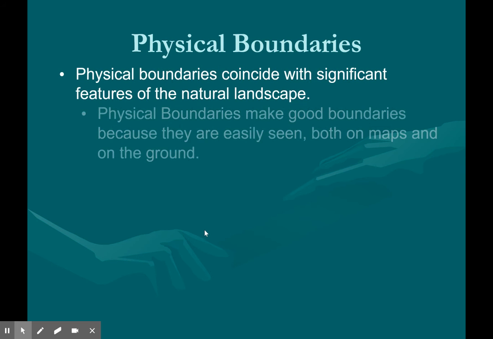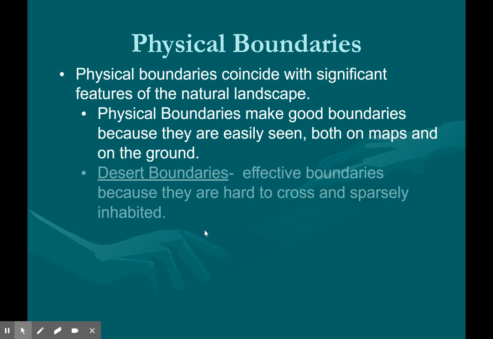However, there are physical boundaries. Some people, when they're creating the boundaries of a country, use physical boundaries to help. So physical boundaries coincide with significant features of the natural landscape. Physical boundaries make good boundaries because they're easily seen both on maps and on the ground. So you could look at a desert. Desert boundaries are effective because they are hard to cross and sparsely inhabited.